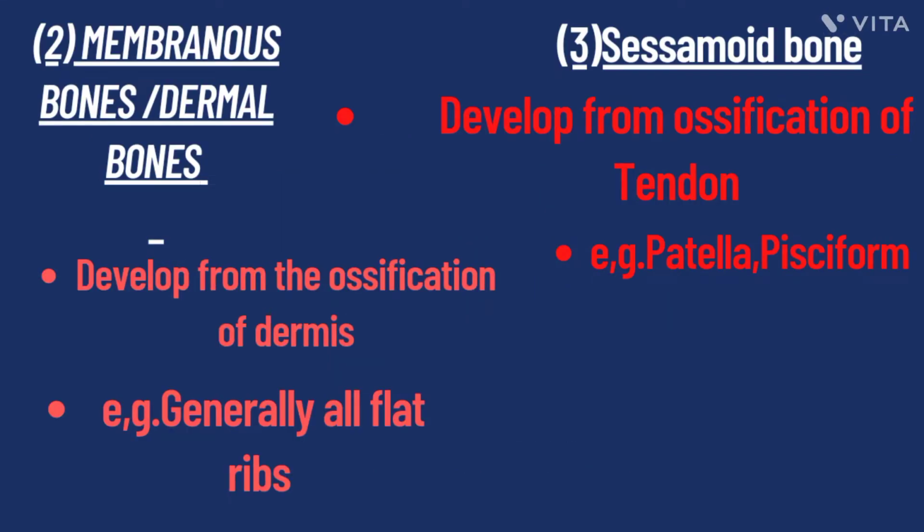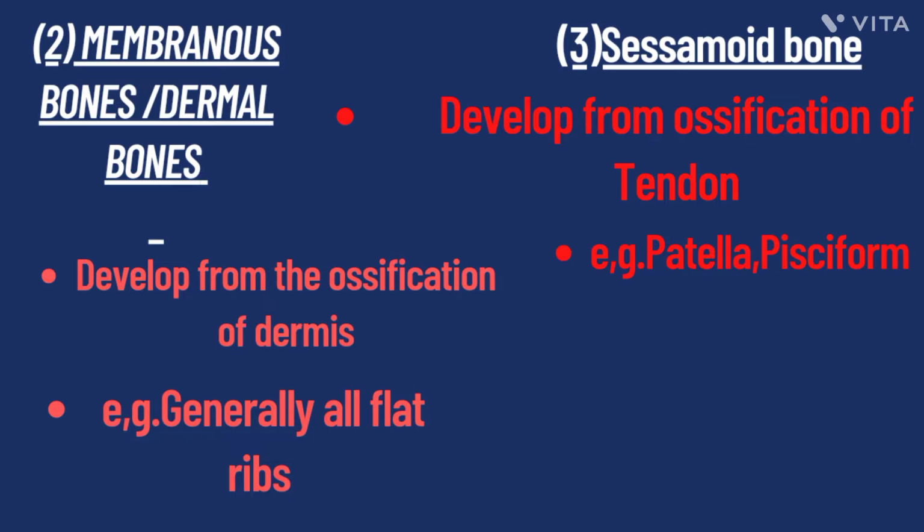Second is membranous bones, or we can say dermal bones, called so because, as I have written and you can see on your screen, they develop from ossification of dermis, meaning skin. For example, generally all flat bones. Third is sesamoid bone. It develops from the ossification of tendon.